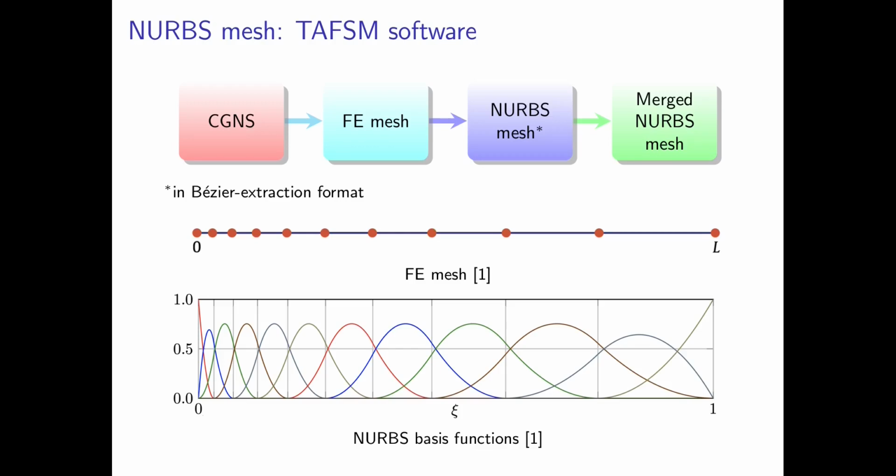blocks into separate zones. TAFSM software puts all the data from a CGNS file in the finite element format. It creates separate files for nodal positions, connectivity information, internal and boundary elements, boundary conditions, and material information. This conversion is shown as the first step in our scheme. After this, the finite element mesh is transferred into a NURBS mesh in Bezier extraction format. This is done by means of several projections.